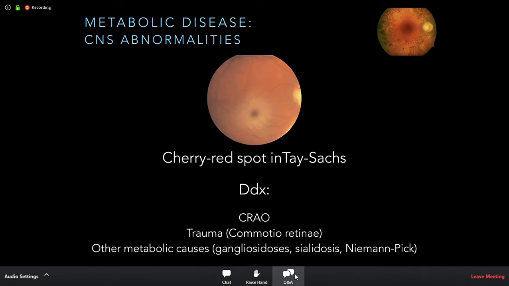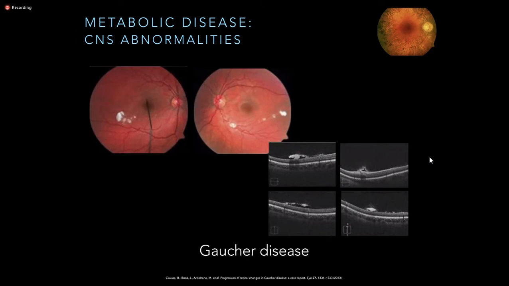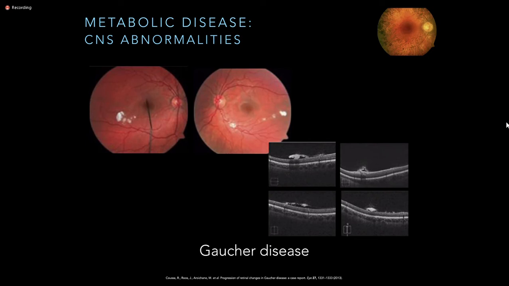So here's a picture of a patient with Gaucher disease. These white material lesions that you see on the fundus photographs and the hyperreflective lesions you see on OCT are actually accumulations of glucosylceramide in the inner retina.